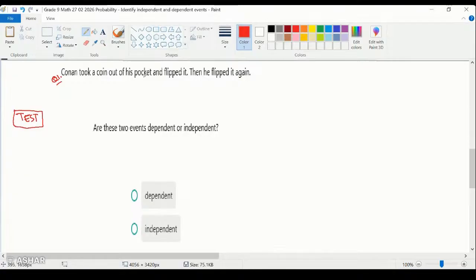They're simply saying he flipped it again, right? But they're not saying that if he gets heads, then only he's allowed to flip. They're not putting any condition. No conditions, right? There are no conditions, so these are independent events. Okay, I just did the first one for you. I'll let you do the second one.